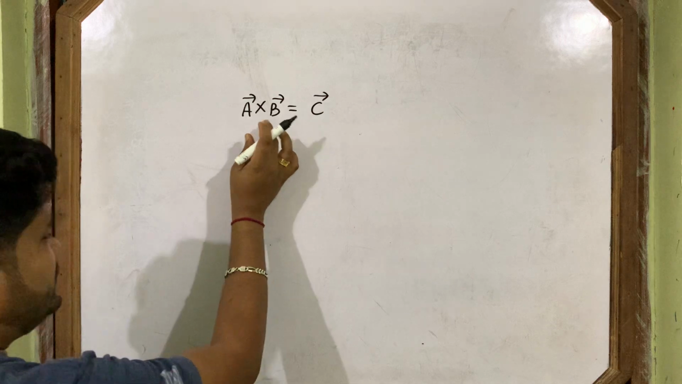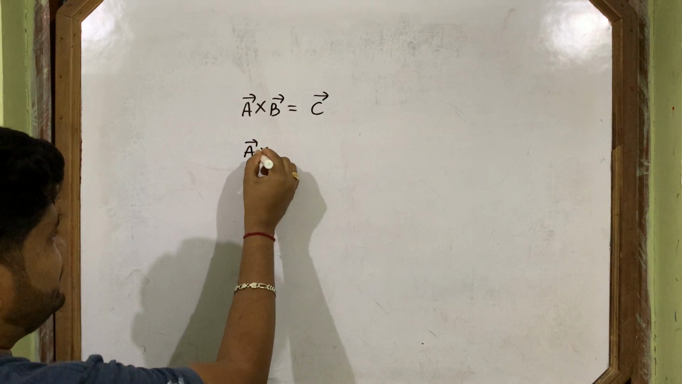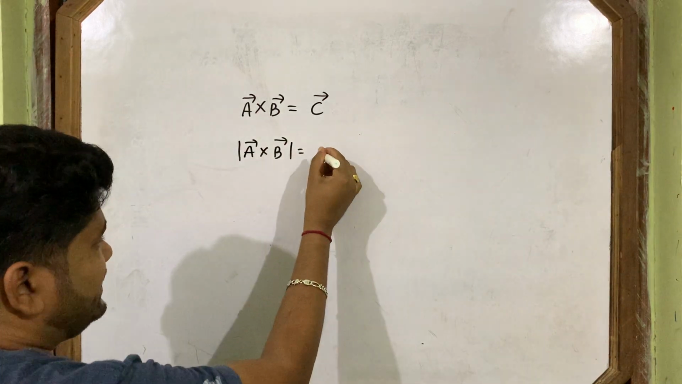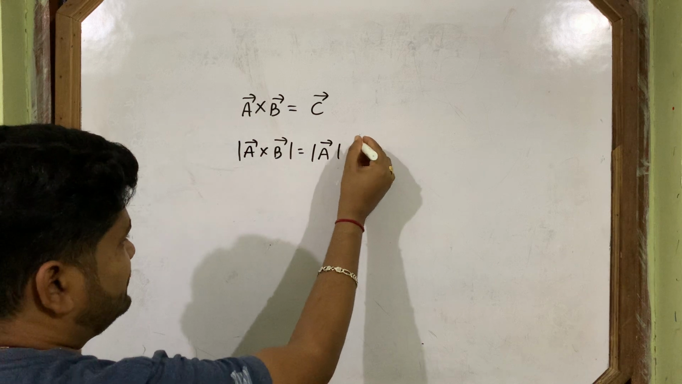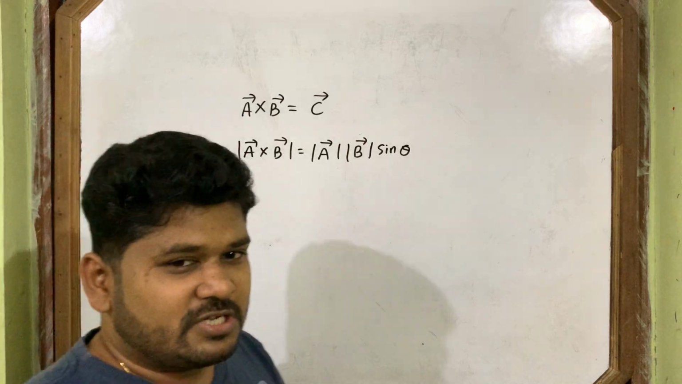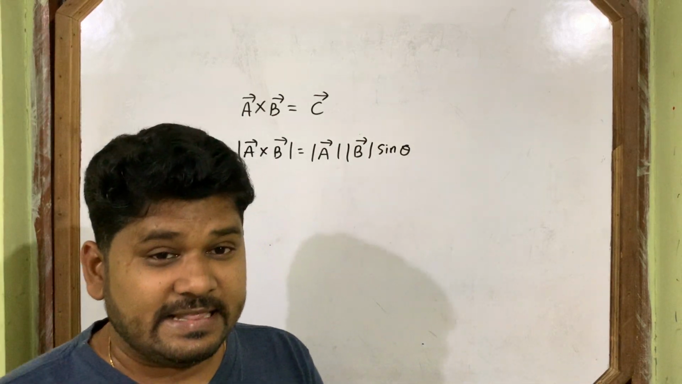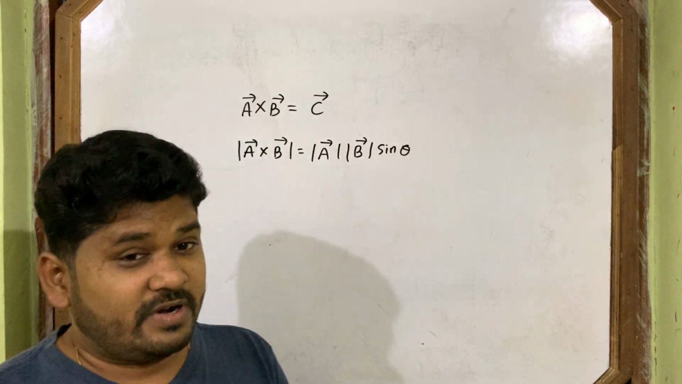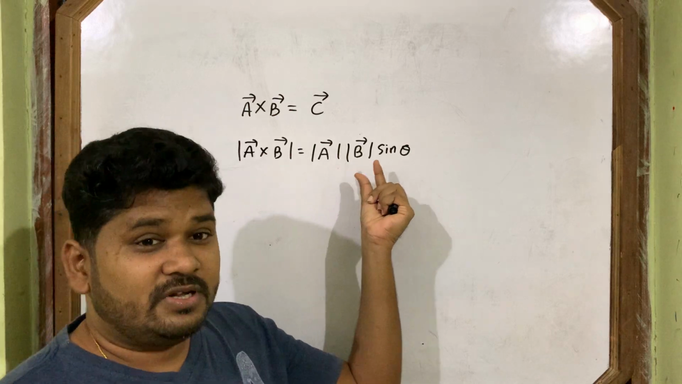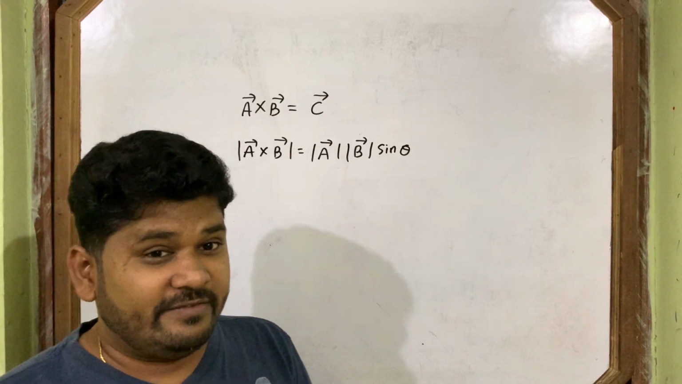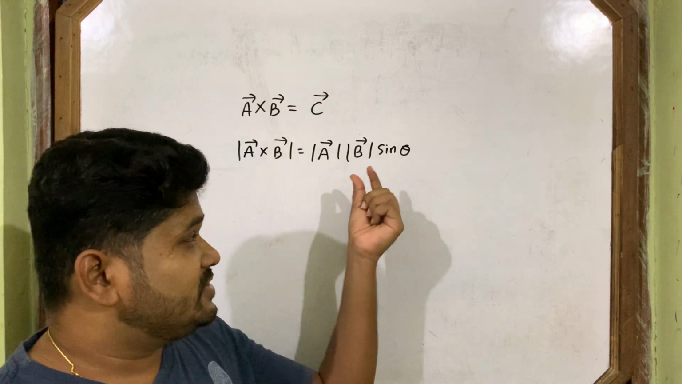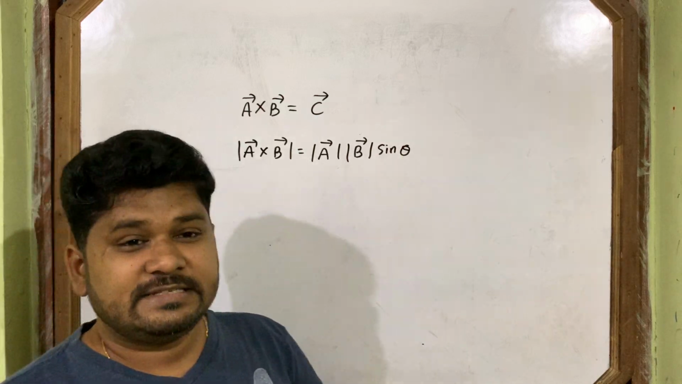But what is the magnitude of this cross product? The magnitude of the cross product is |A||B| sin theta. You just compare with the dot product. What was the answer of the dot product? |A||B| cos theta. The only difference between the dot product and cross product magnitude is that there is cos theta there, but here it is sin theta.